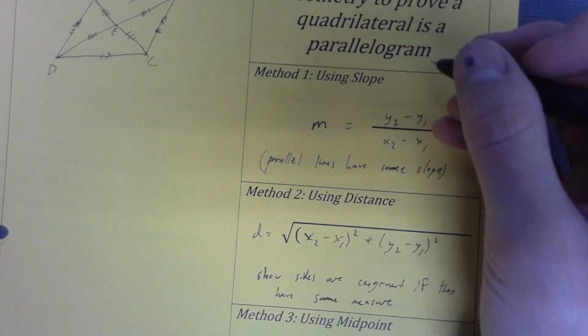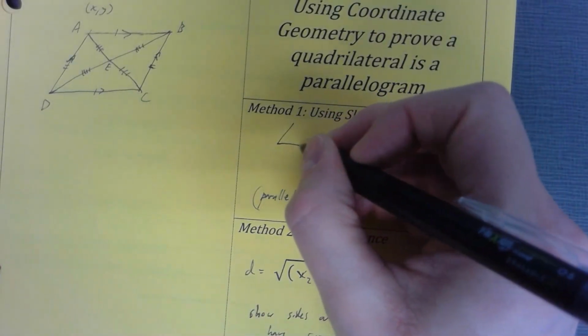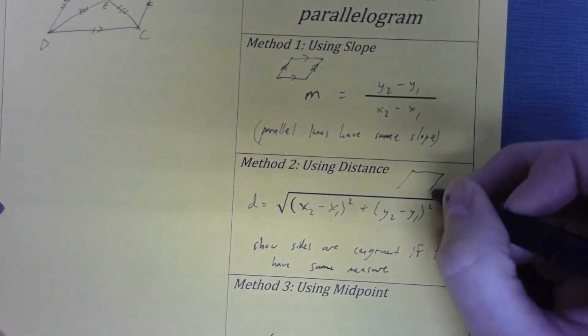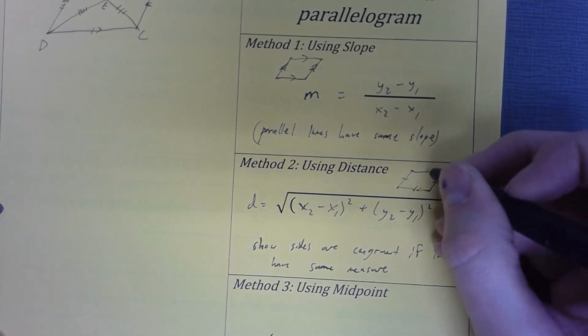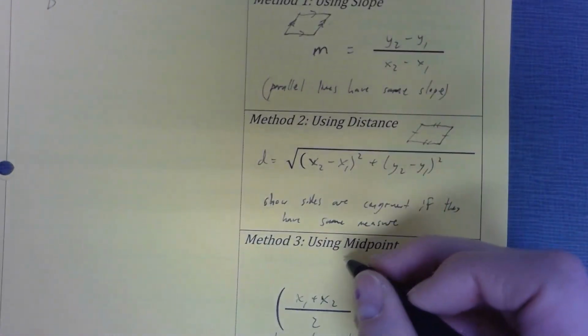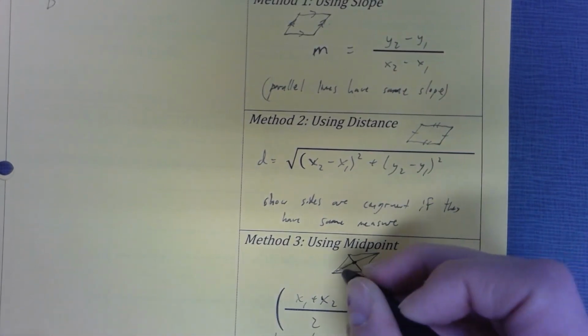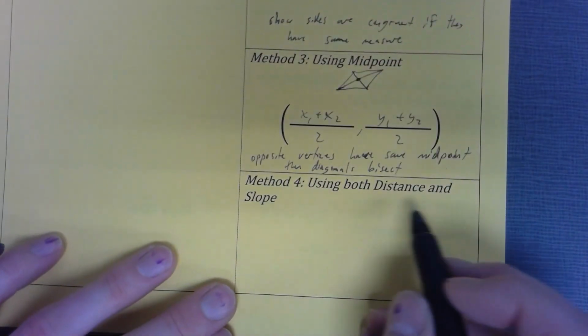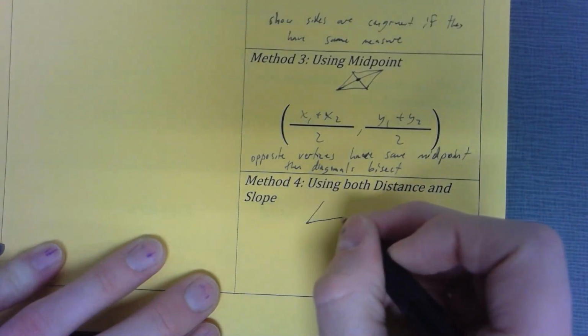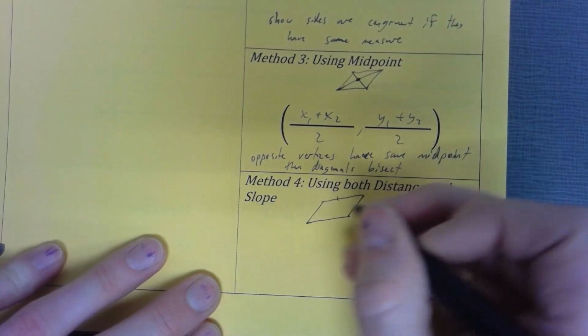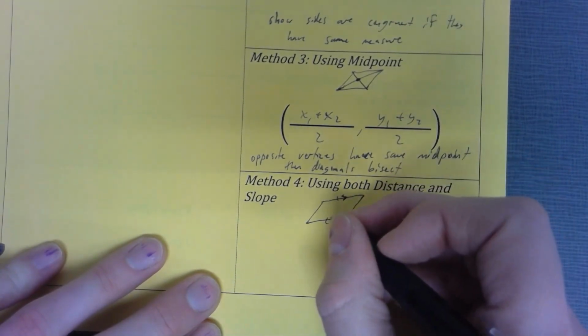So let's draw a picture for each of these. For using slope, we're going to be showing that both pairs of opposite sides are parallel. For distance, we're showing that both pairs of opposite sides are congruent. For midpoint, we're showing that the diagonals have the same midpoint. And then for distance and slope, I'm not going to rewrite the slope formula and the distance formula, but we're going to be showing that one pair of sides is both congruent and parallel.